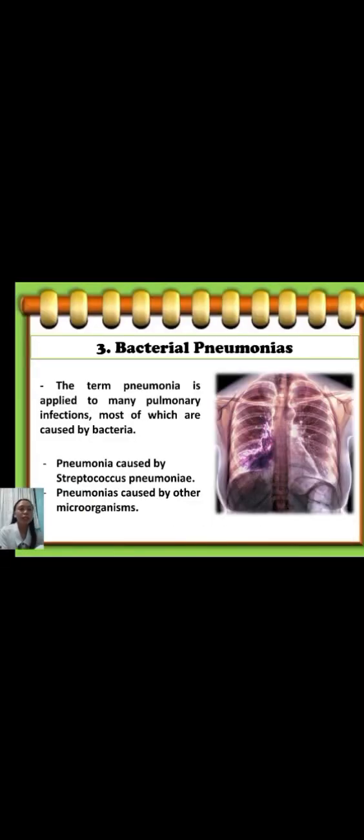Now, let's proceed to bacterial pneumonia. The term pneumonia is applied to many pulmonary infections, most of which are caused by bacteria. Bacterial pneumonia caused by streptococcus is the most common, about two-thirds of cases, and is referred to as typical pneumonia. Pneumonia can also be caused by other microorganisms, which include fungi, protozoa, viruses, and other bacteria.